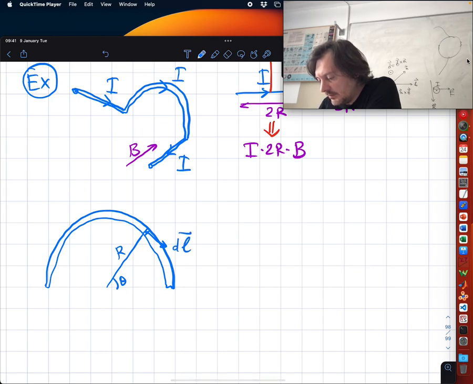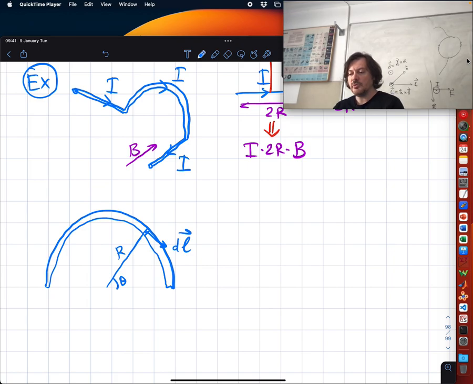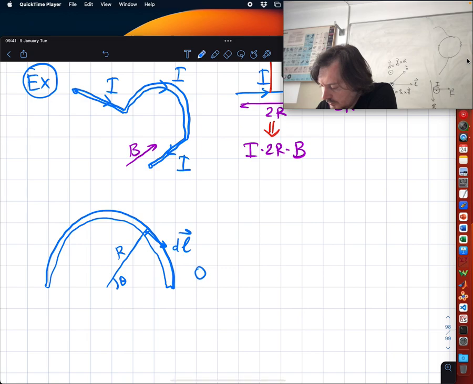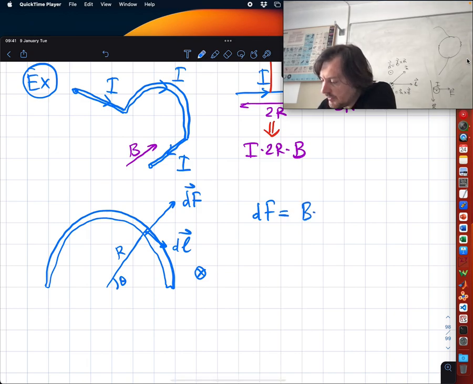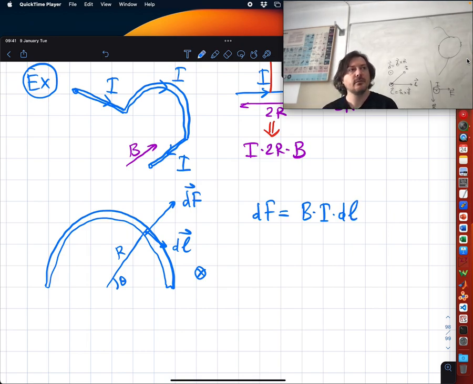This is your dL. And which way is the force? Radially outwards. Excellent. This is your dF. And the magnitude of dF is B times I times dL. Do you have any objection to this? No. Okay. Why is there no sine theta? They are perpendicular everywhere.